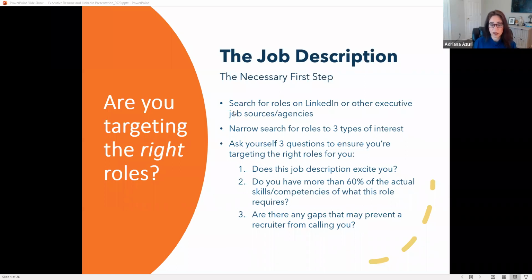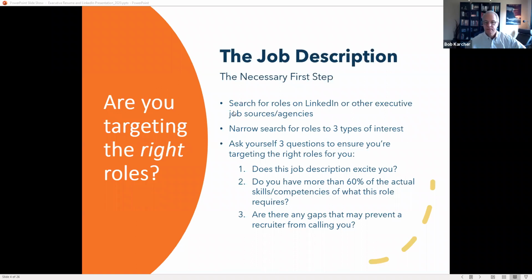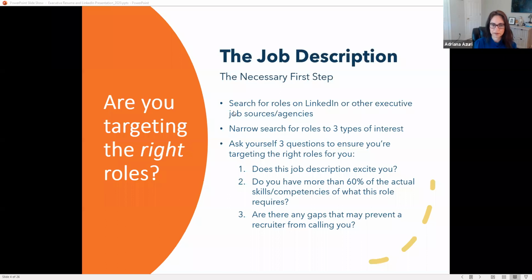And then the third thing is really looking at what those gaps may be that can prevent you from getting that callback. Because we know that if you don't align your resume towards those targets, the callbacks are going to be fewer and far in between.